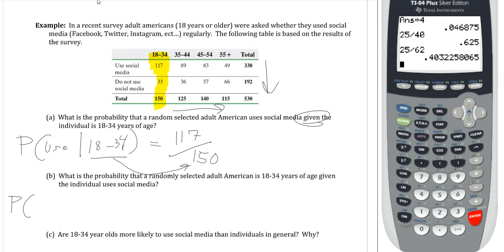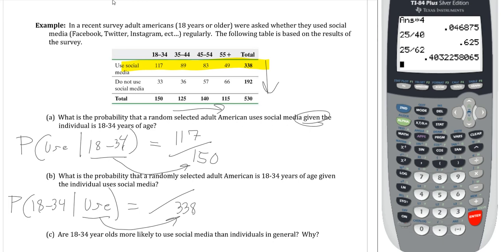Next, we have what is the probability that a randomly selected adult American is 18 to 34, given that they use social media. In this case, the given condition has changed. It's not going to be the same as before, even though it's using the same two events. Since I'm considering only those that use social media, I am now not considering the 150 individuals, I'm considering the 338 individuals. The 338 individuals that use social media. Of them, 117 are between the age of 18 and 34.